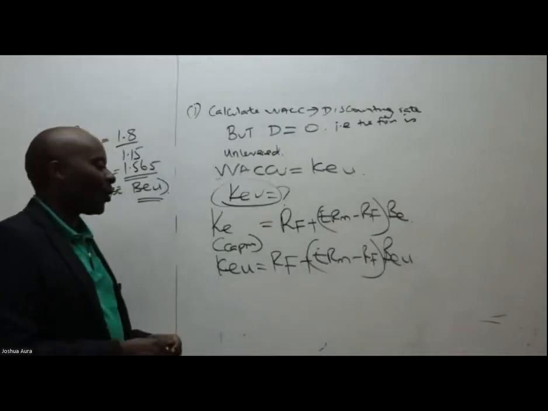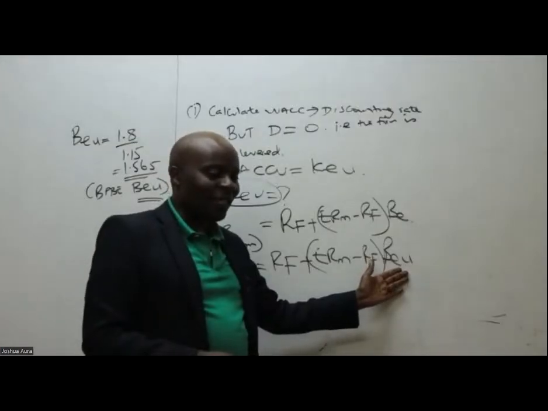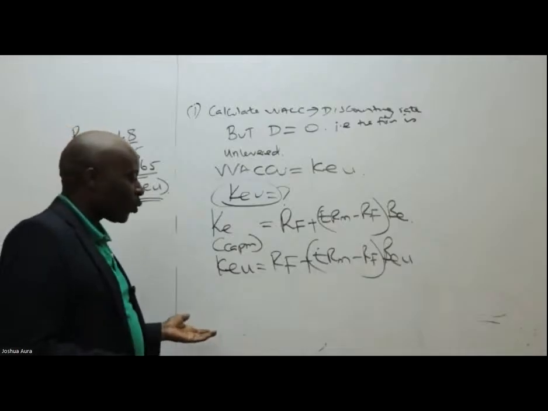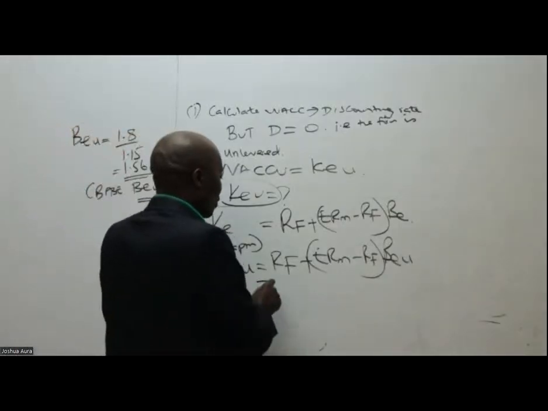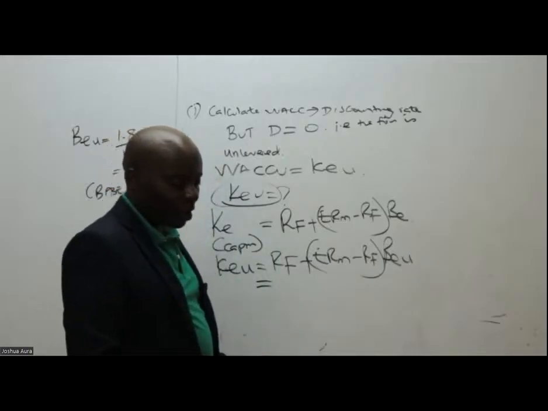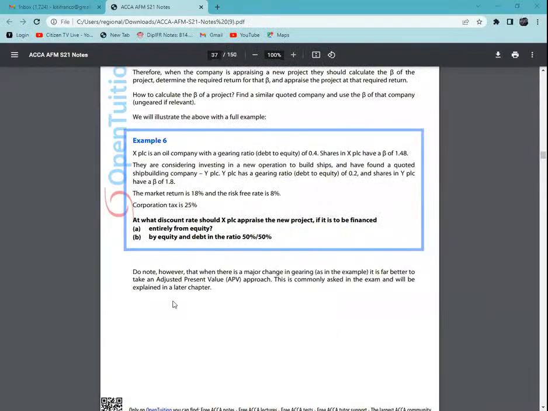So Q, I have to use BEU on the other side of the coin: beta equity of the unlevered firm of the industry that I'm going into. Ladies and gentlemen, has the examiner given me the risk-free rate of return?